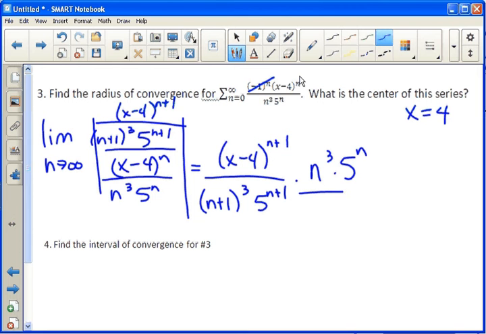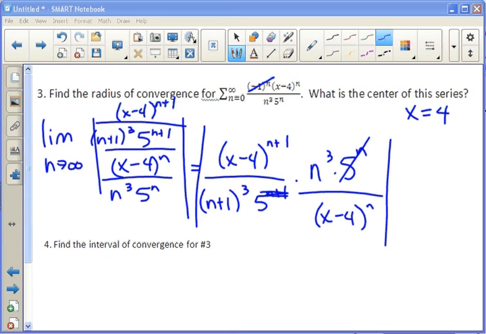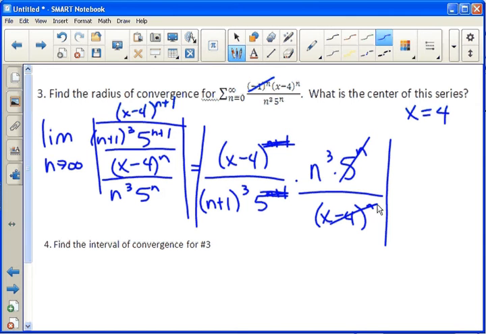Okay, now it's time to simplify. The 5's will all cancel out except for one of them on the bottom, because there's one more on the bottom than there's on top. The x minus 4's will all cancel except for one of them on top. And the n's we cannot cancel out. So we're left on top with x minus 4 times n cubed, and on the bottom we're left with just n plus 1 cubed. Times 5 actually, excuse me. We still have this 5 left over right here.